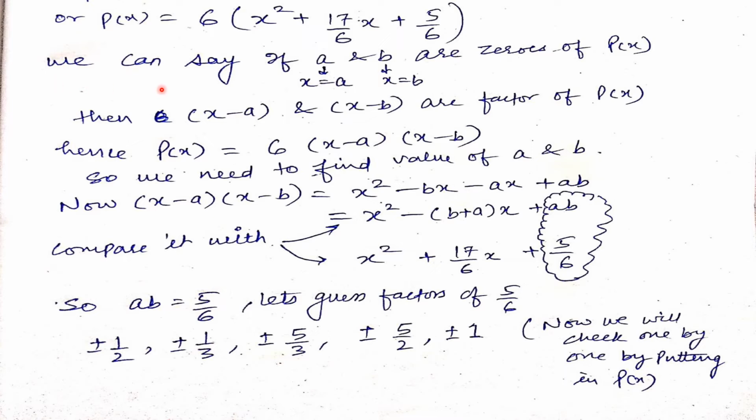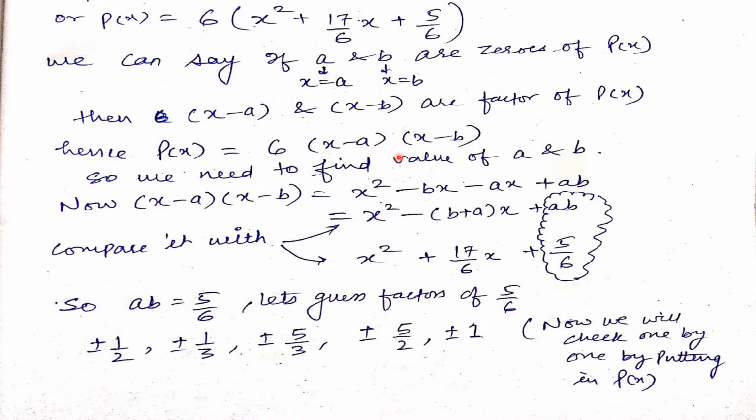Suppose a and b are zeros of p(x). We can say x = a and x = b are zeros of p(x), then (x − a) and (x − b) are factors of p(x). Why? This a came to this side, it became x − a. This b came to this side, it became x − b. So our polynomial p(x) can be written as 6, that is this one. You can see 6, 6. And this complete term can be written as (x − a)(x − b). This is the factor form.